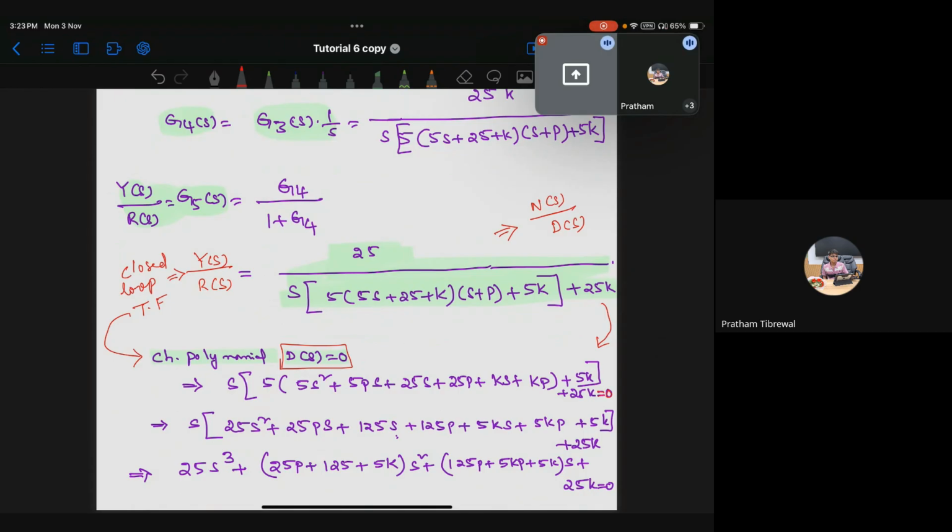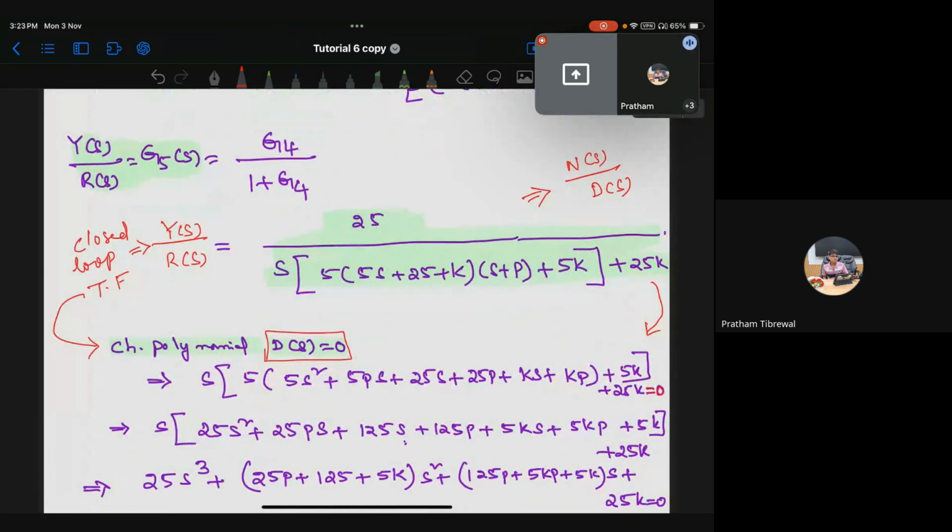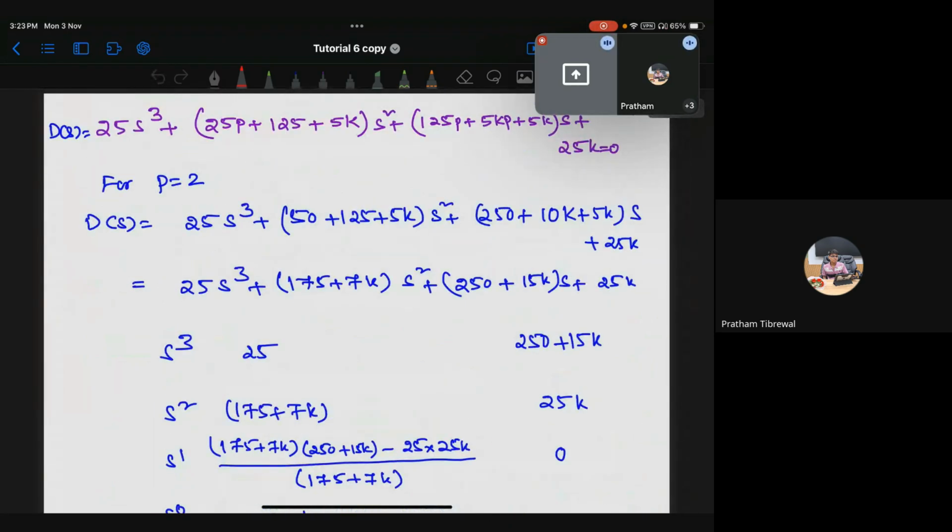If you have any queries, ask me. The expression is very big, you just need to check this. Then we will expand this expression, just like we have to do by ourselves, then we will check. So now this is the characteristic polynomial. In this characteristic polynomial, we need to check system stability for p equal to 2 and p equal to 0. That is given in the question.